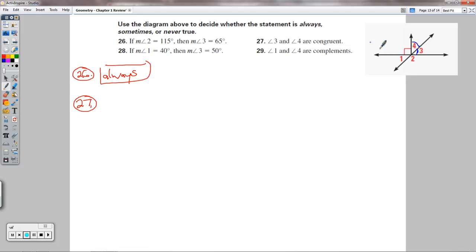Well, no, this could be 45 and 45, but this line could be more at an angle like that, really steeply sloped there. So these wouldn't have to necessarily be congruent based on the picture alone. We wouldn't say that has to be true. Could it be true? Yeah, it could be true. So that would be a sometimes.